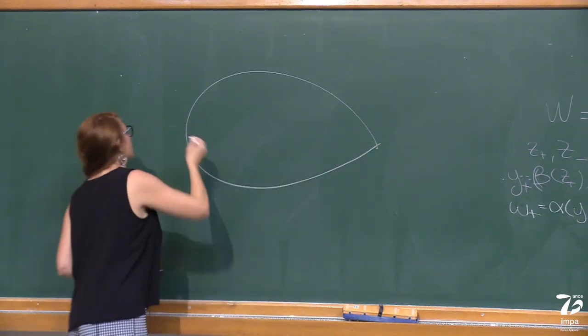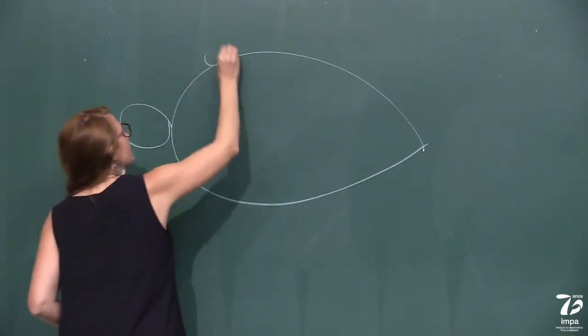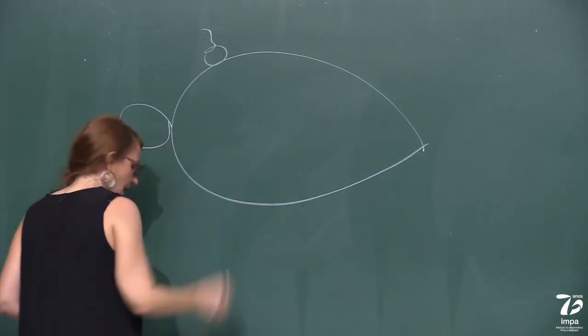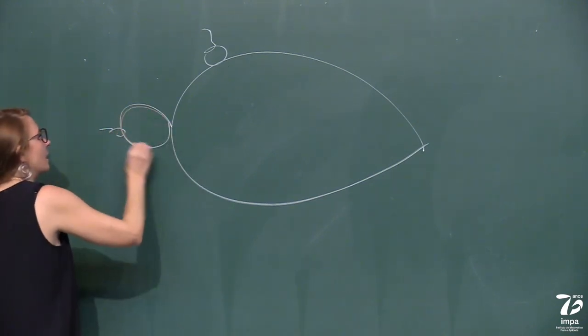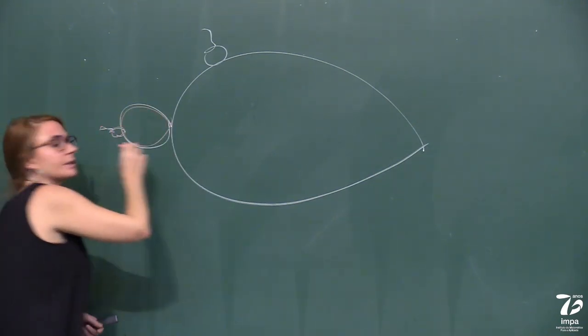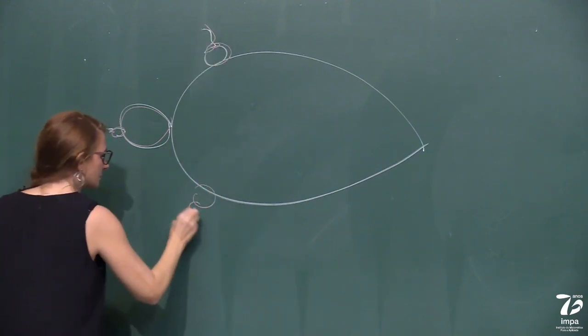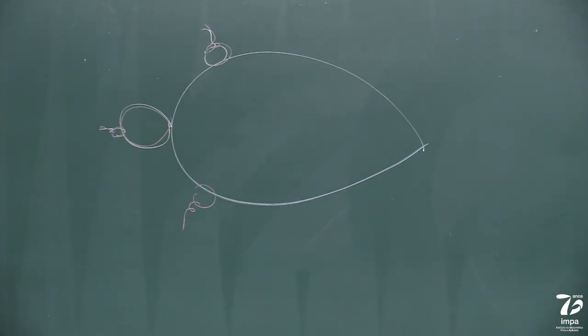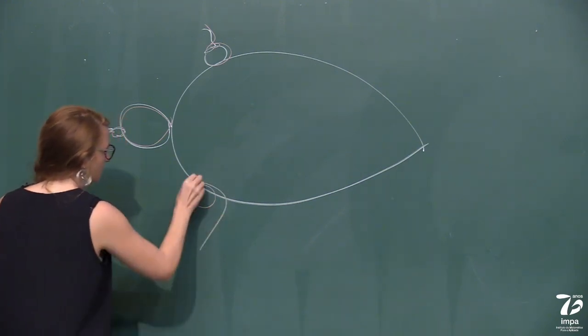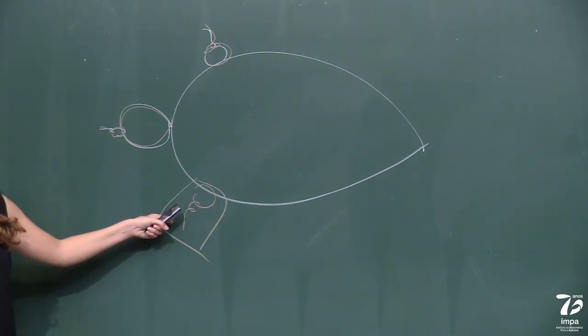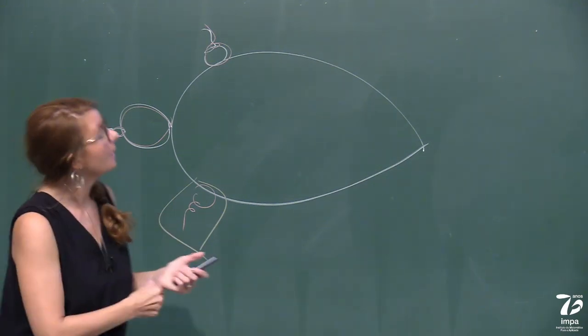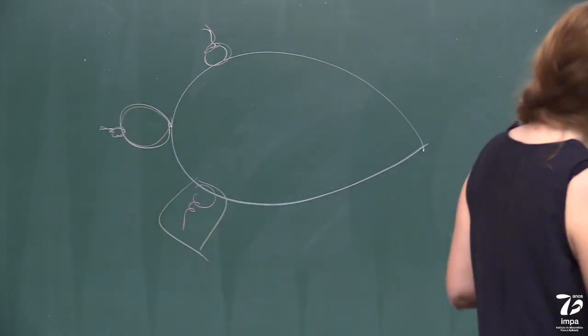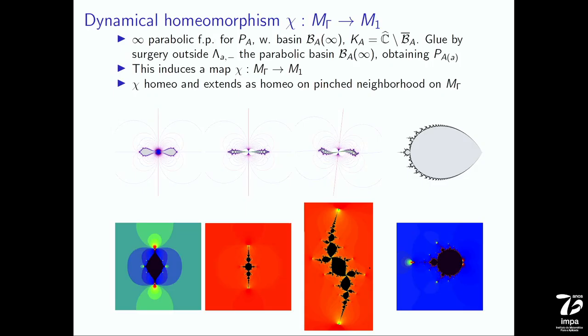If this is the modular Mandelbrot set, we see that there is a big part, and then there are some limbs attached to it. And the Yoccoz inequality tells you how big this can be. The last thing I wanted to say is just a word about the proof of the theorem about the homeomorphism.